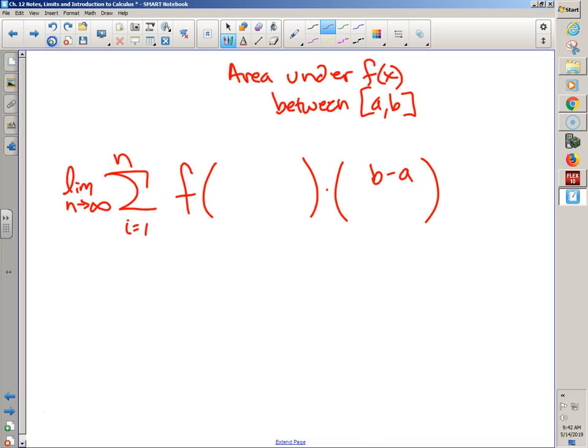B minus A all over N. Nope. 14.25. That's what's in the book. I don't know how. A plus B minus A all over N times I. There you go. I'll figure it out.